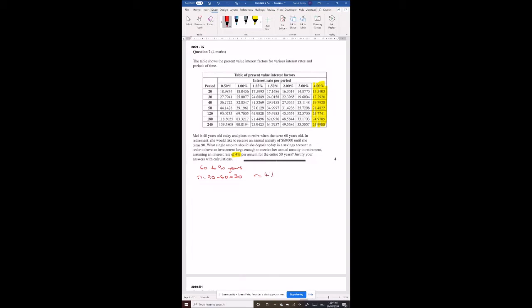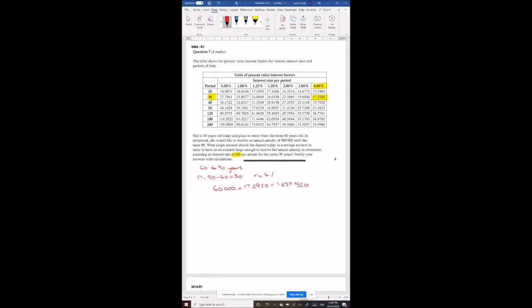So we go into our table, we find our 30. So what we are looking for is just this value. Okay, so I have 60,000 times 17.2920, and that equals 1,037,520.